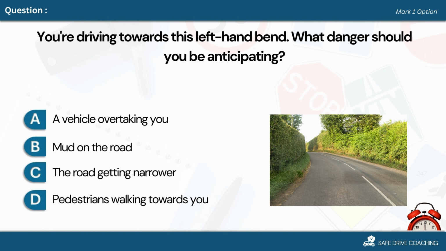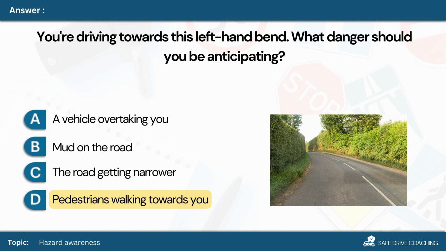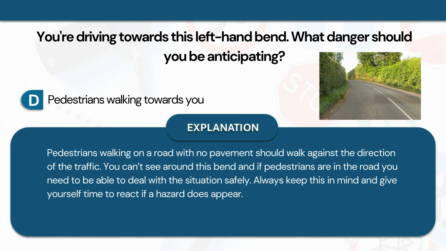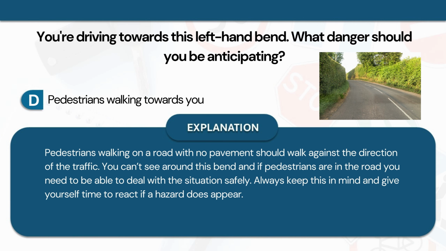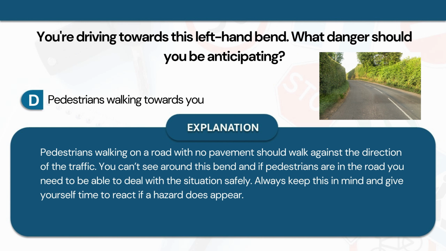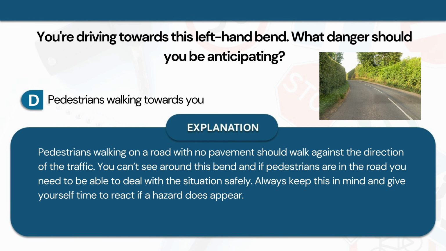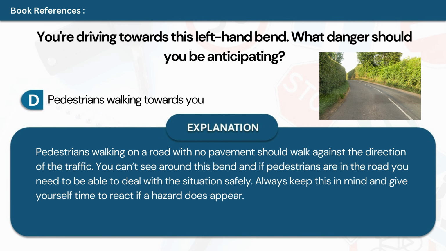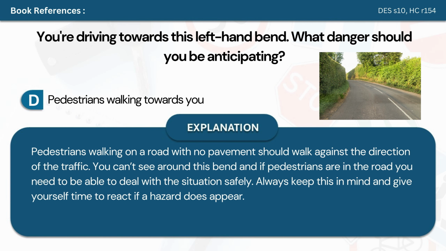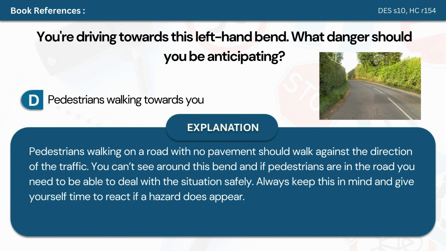The correct answer is D. Pedestrians walking towards you. Pedestrians walking on a road with no pavement should walk against the direction of the traffic. You can't see around this bend, and if pedestrians are in the road, you need to be able to deal with the situation safely. Always keep this in mind, and give yourself time to react if a hazard does appear.